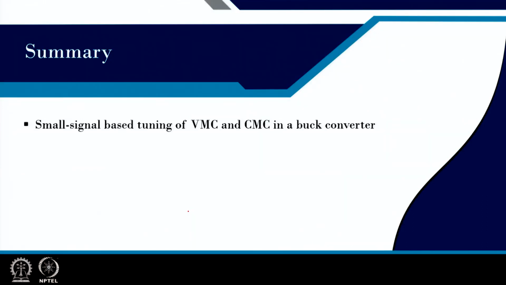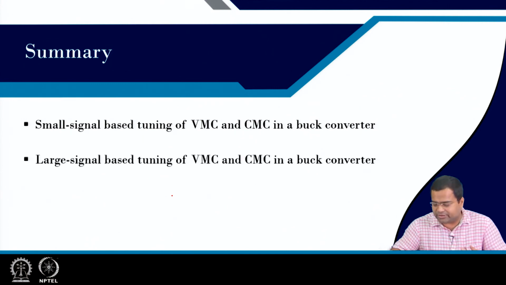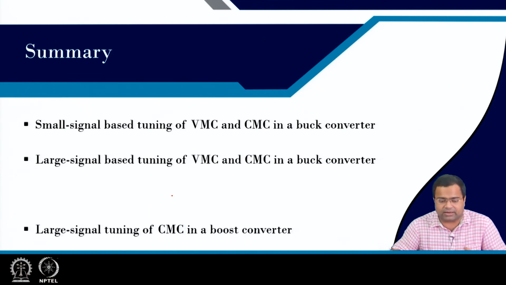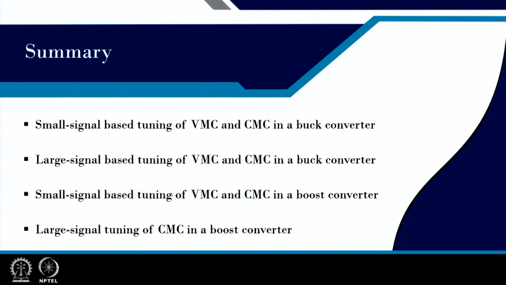So, in summary, we have discussed small signal based tuning of voltage mode and current mode control in a buck converter. We have discussed large signal based tuning of voltage and current mode control of buck converter. We have discussed the large signal and small signal. We have discussed small signal based tuning of voltage mode and current mode control in a boost converter, and we have compared the large signal based tuning of current mode control in a boost converter with and without current limit, and we saw the large signal based tuning can significantly improve the transient performance of DC-DC converter compared to small signal model. So, with this I want to finish it here. Thank you very much.